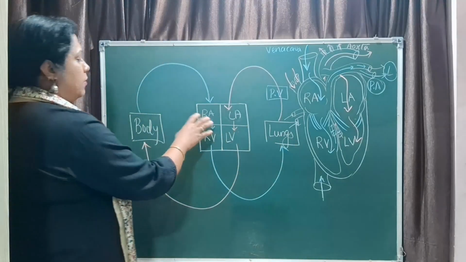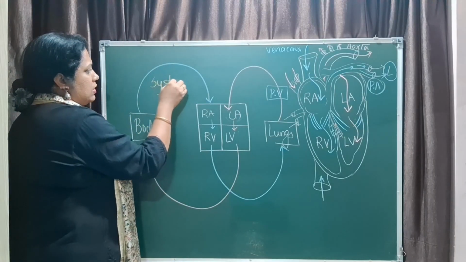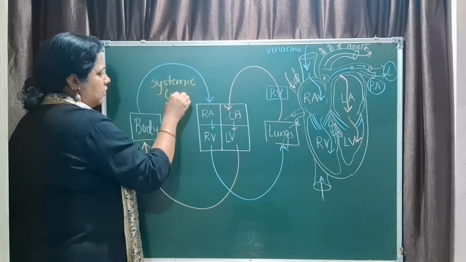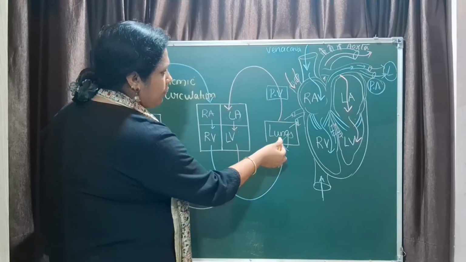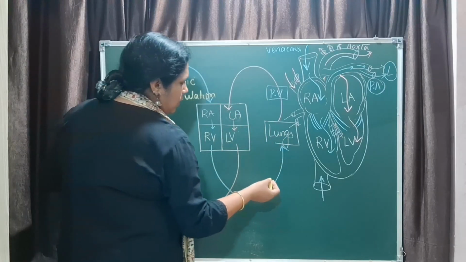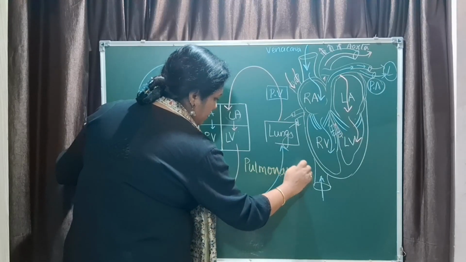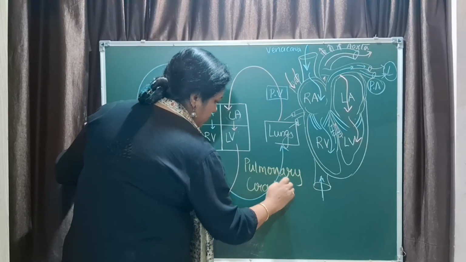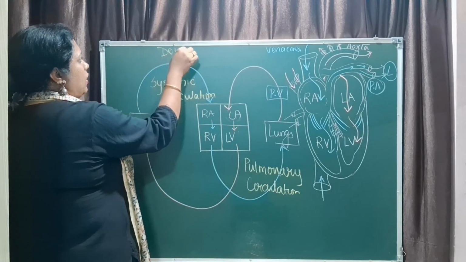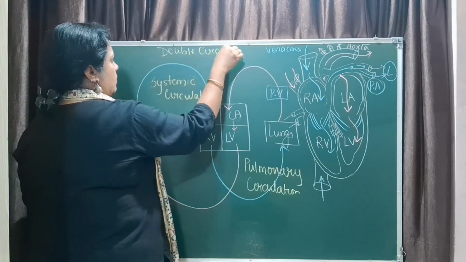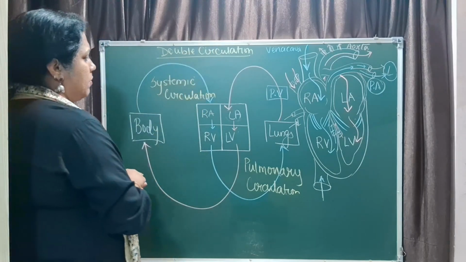The circulation of blood between the body and the heart is called systemic circulation. And the circulation of the blood from the heart to the lungs and back into the heart is called pulmonary circulation. And since there are two circulations happening, the entire process is called double circulation. Okay, double circulation. Let us name the blood vessels.